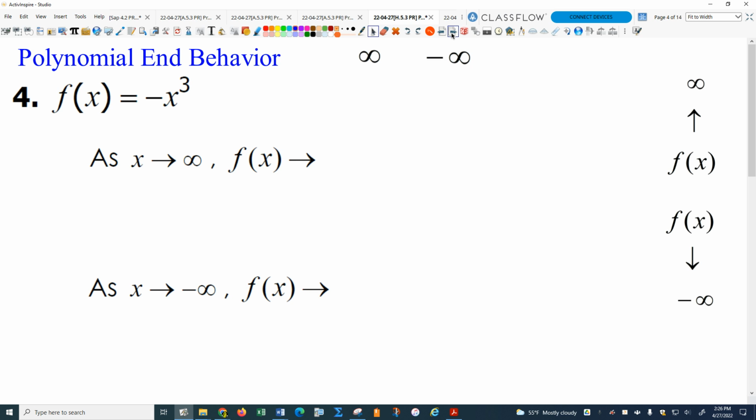How about this one? Make a prediction. As x approaches infinity for this function, what's f of x going to approach? So we're looking at end behavior. And as x approaches negative infinity, what's f of x going to approach? Take a second. You can talk with your neighbor.